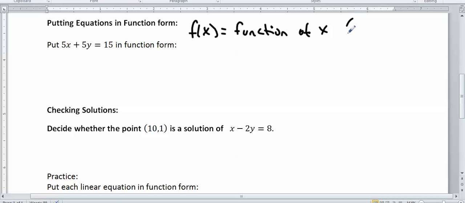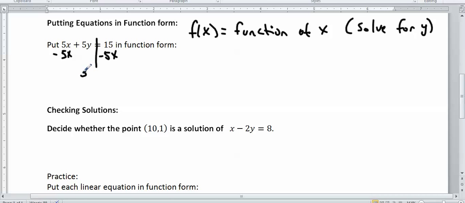And that means that we're just going to solve for y. Okay, so I need to get y by itself. Well, I'm going to treat everything else like it's just a number. So I need to get y by itself, I've got to get rid of this 5x. Well, 5x is being added to 5y, so I'm going to subtract 5x from both sides. Okay, so I'm trying to solve this for y. I want y to be a function of x.